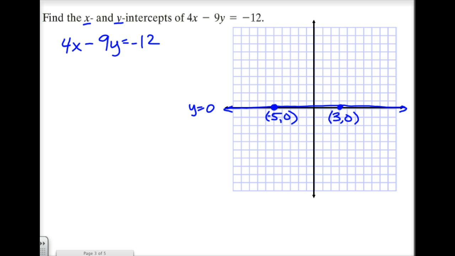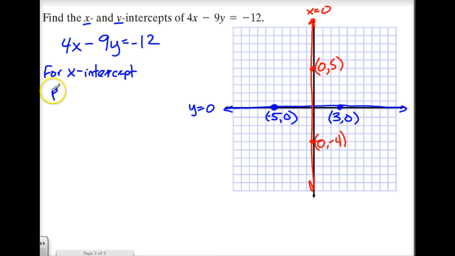Now for the y-intercept, any point here, 1, 2, 3, 4, 5 up, it's going to be 0, 5. Or a point like right here, that would be 0, negative 4. You're going to notice in this case, x is always 0. So in order to find each intercept, for the x-intercept, plug 0 in for y.